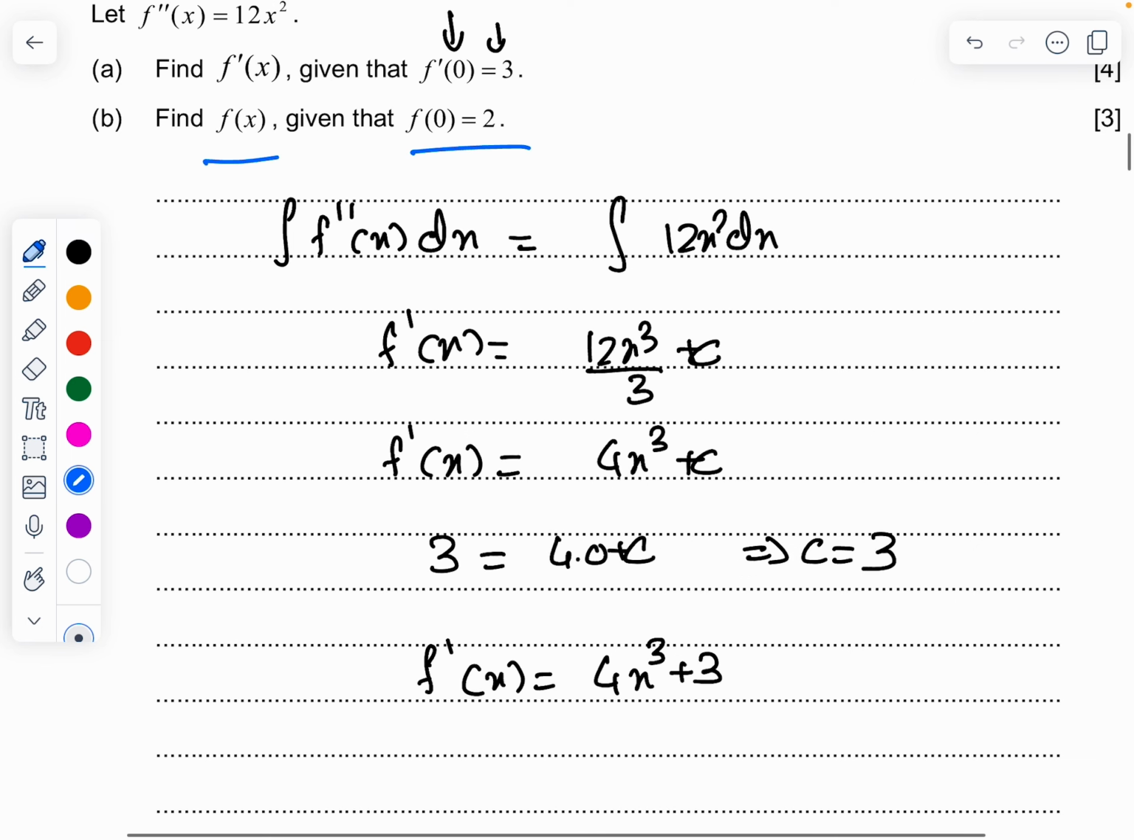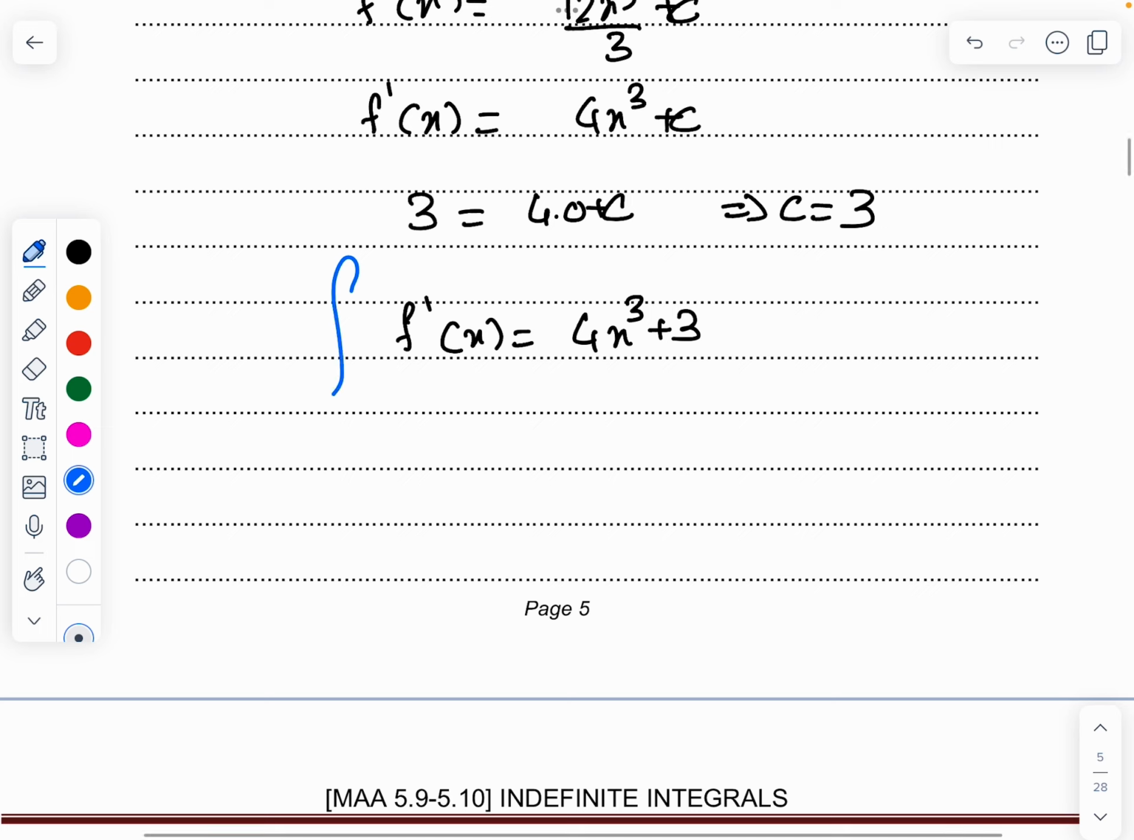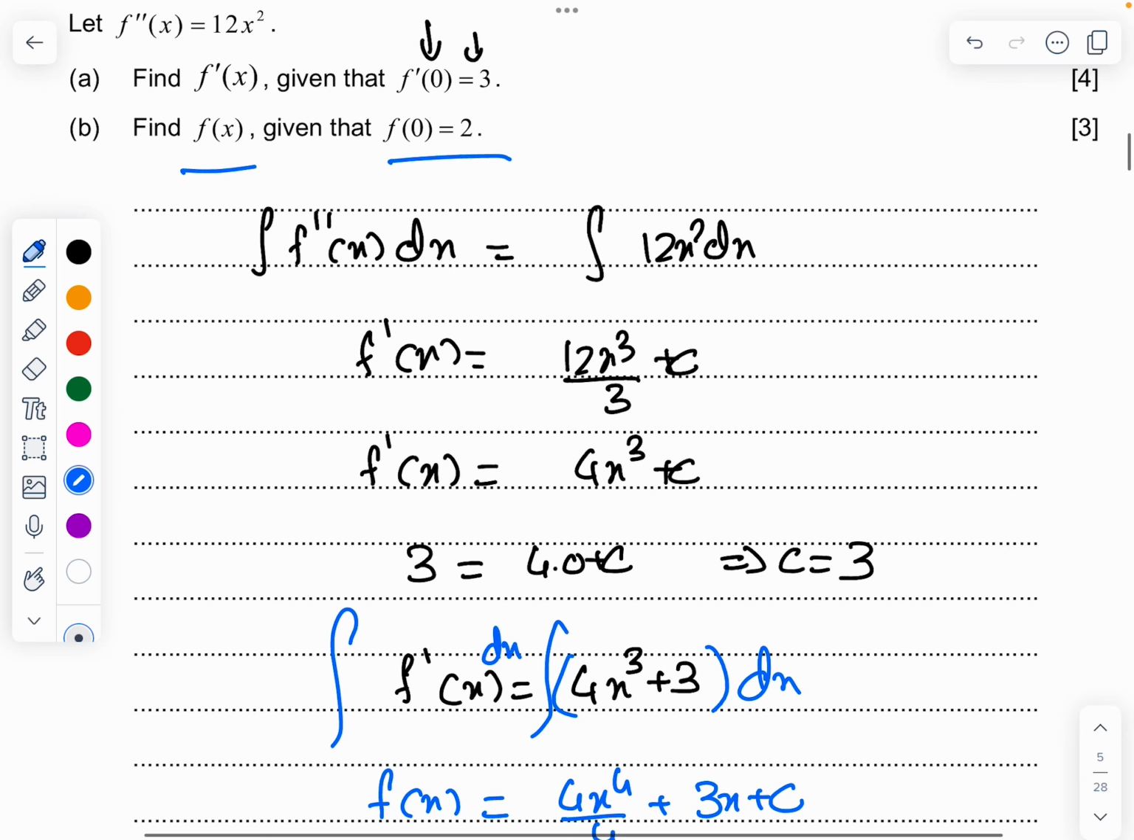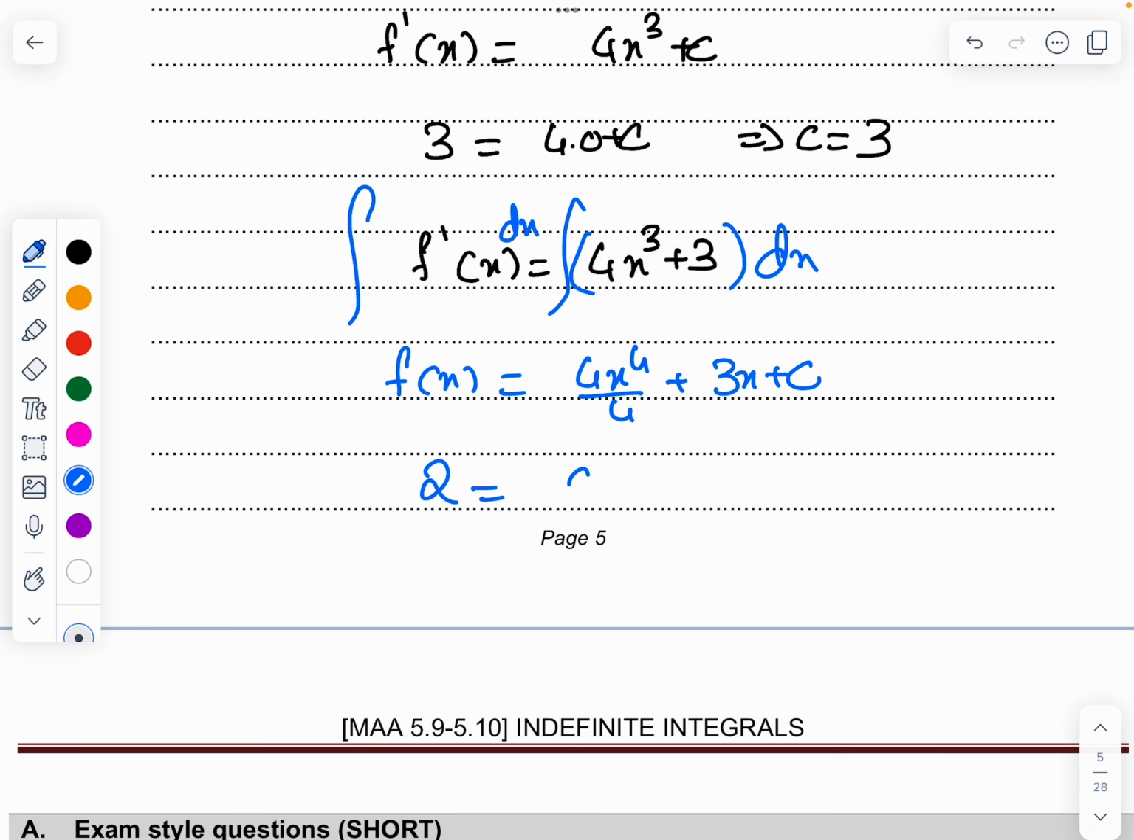Now find f of x. f of 0 equals 2. If I apply the integral to this one, I will again get f of x. So f of x equals 4x power 4 upon 4 plus 3x plus c. So f of 0 equals 2, so 2 equals 0 plus 0 plus c. So c equals 2. So what is going to be the answer? f of x equals x power 4 plus 3x plus 2.